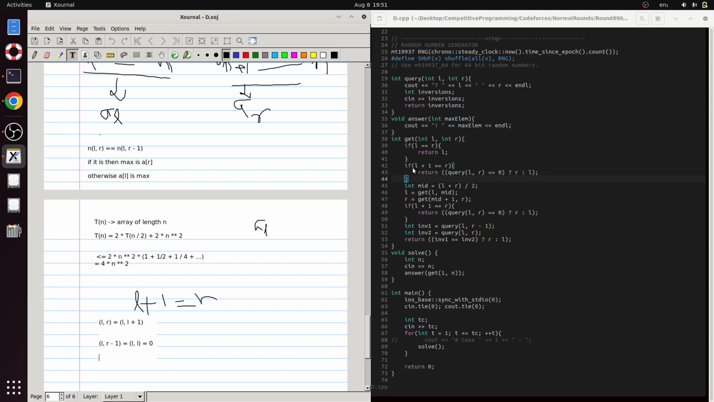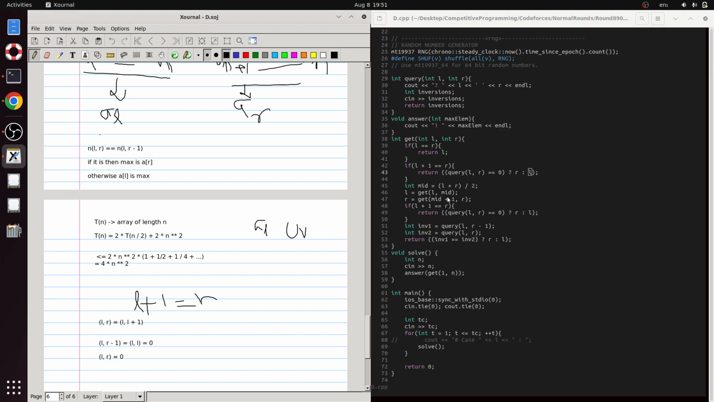So what I did was, if L plus 1 is equal to R, then we just query L till R, and if it is equal to 0, then R will be the maximum element, so A of R is greater than A of L. Only in that case can L till R have no inversions, and if it is equal to 1, then L will be the maximum element. So that's a small optimization.